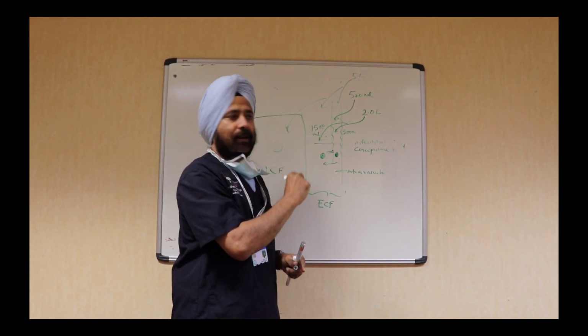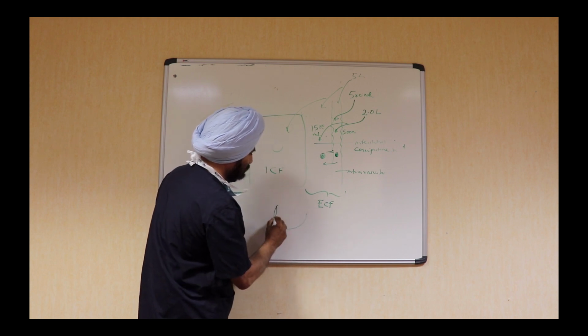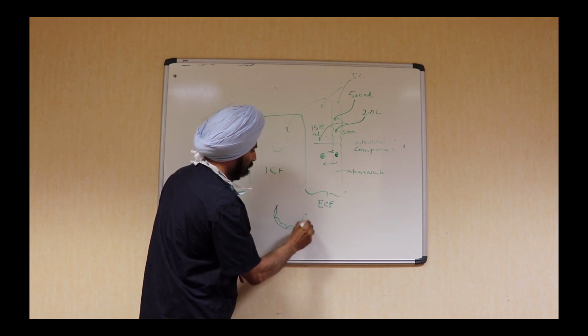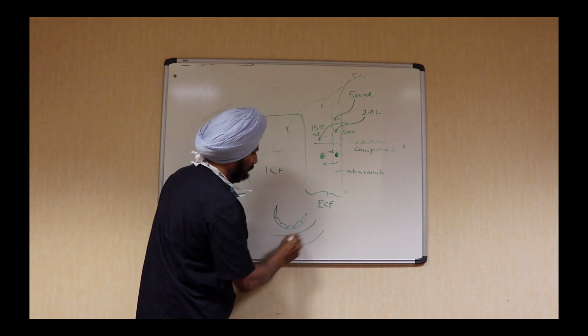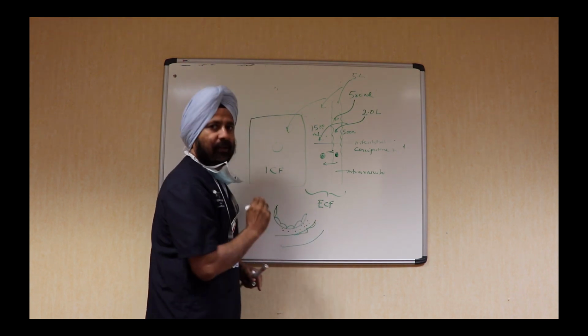And imagine if the same scenario is happening in the lungs, where you're supposed to have an alveolar membrane and a capillary membrane, but there is a lot of interstitial edema. This is what we call ARDS.